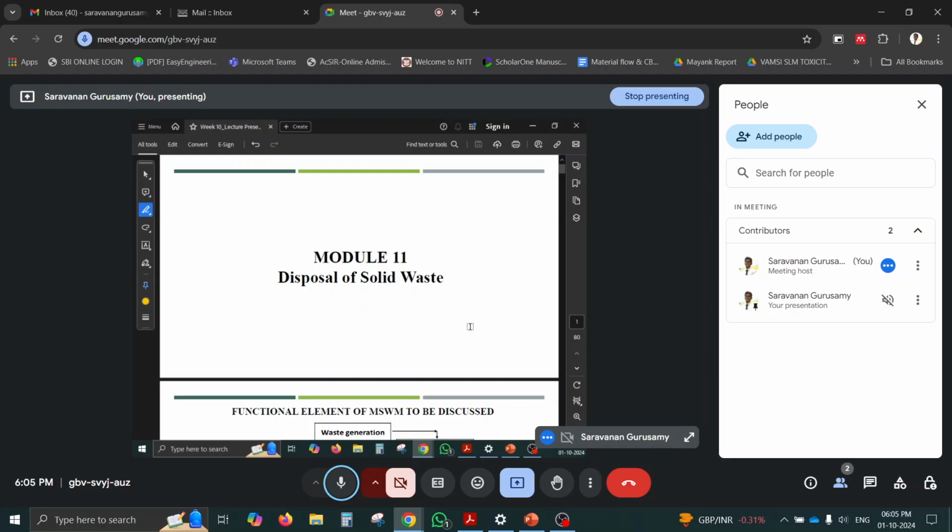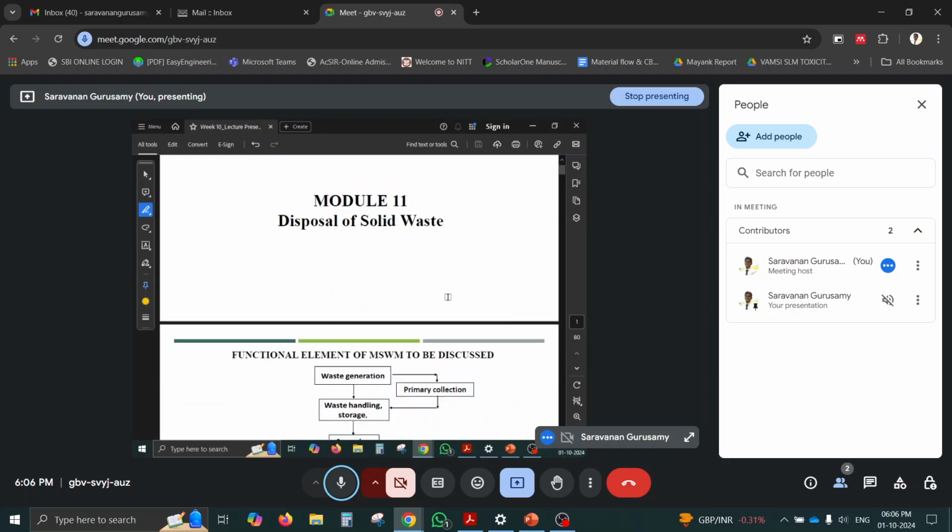So, we are in the 10th week of the 12-week course. In the first 9 weeks, we discussed what solid waste is and how it gets generated, the types of solid waste on the basis of different sources of generation, and the 6 functional elements of solid waste management.